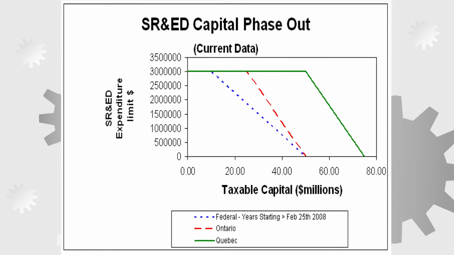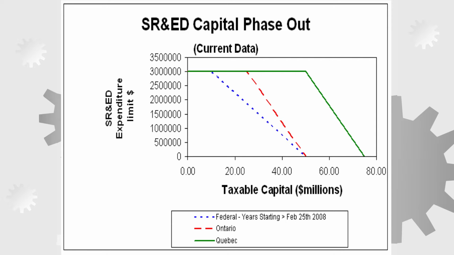So that's one of the things that the accountant will help you plan at the end of the year. The other phase out, as we said, is on what they call taxable capital, or roughly the assets that you're using on your balance sheet. And of course, Ontario does a little different. Quebec has a little different definition, but basically we say as you go from 10 million to 50 million, there's again that straight line phase out of your limit.